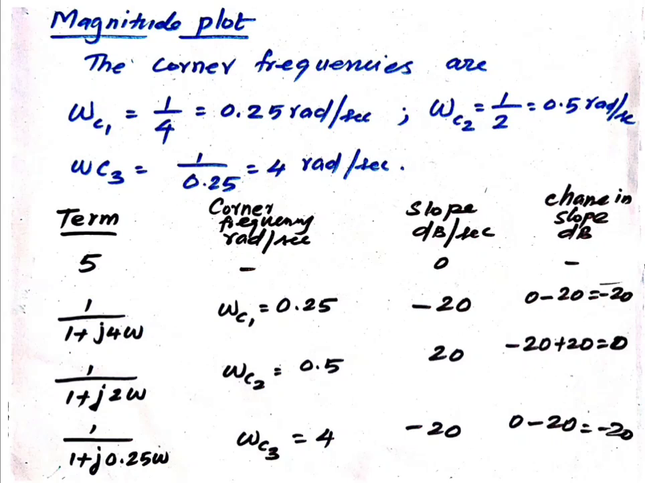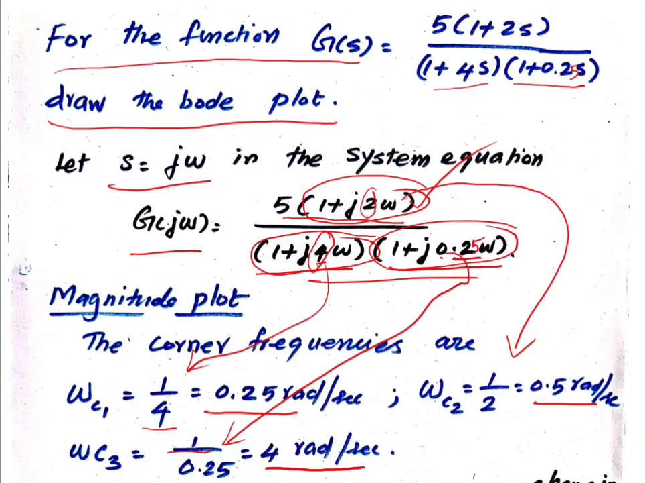Next we have to find the slope for each and every term. When we are seeing the transfer function, we have four terms. One is 5, another one is 1 + 2s, third one is 1 + 4s, and the fourth one is 1 + 0.25s, four terms. So we have to find the slope for each and every term, as well as the change in slope. Starting with the constant, for a constant the slope is 0, the term which is in the numerator has slope +20, and the terms which are in the denominator have -20 slope.